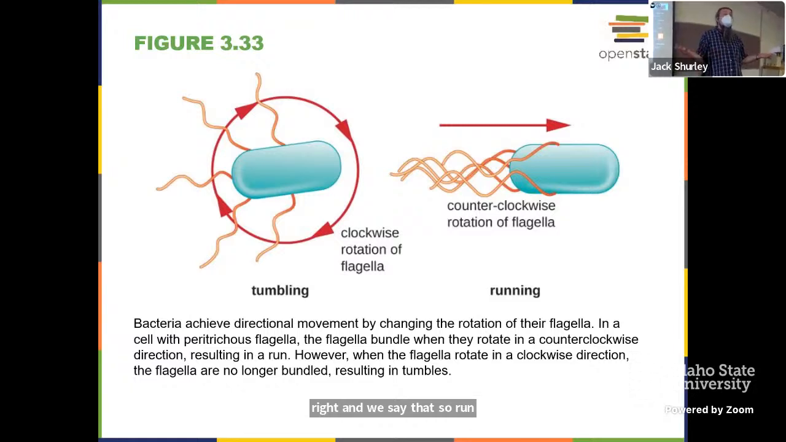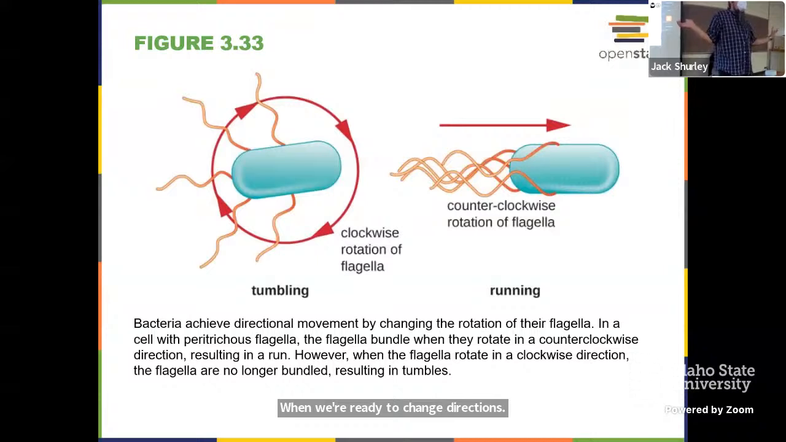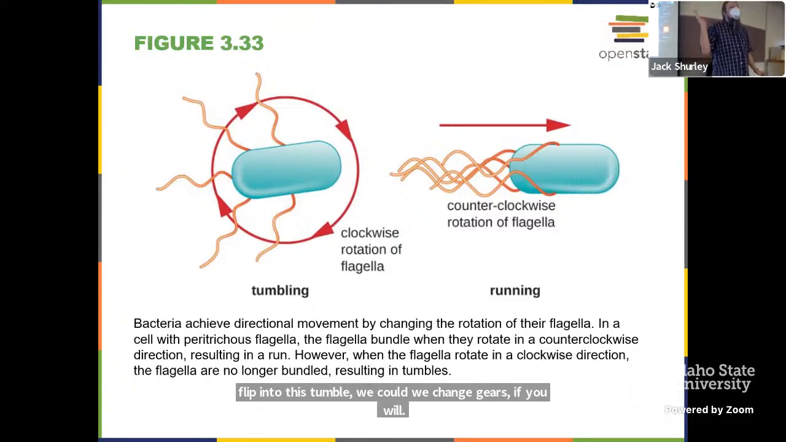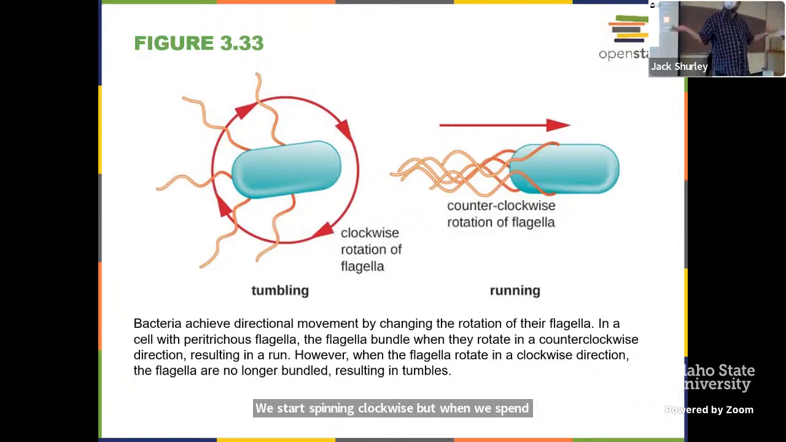When we're ready to change directions, and this is all really just random, we flip into this tumble. We change gears, if you will. We start spinning clockwise, but when we spin clockwise, now we're not functioning together. Now everybody does their own thing and spins clockwise, and it causes the bacterium to roll, to tumble.